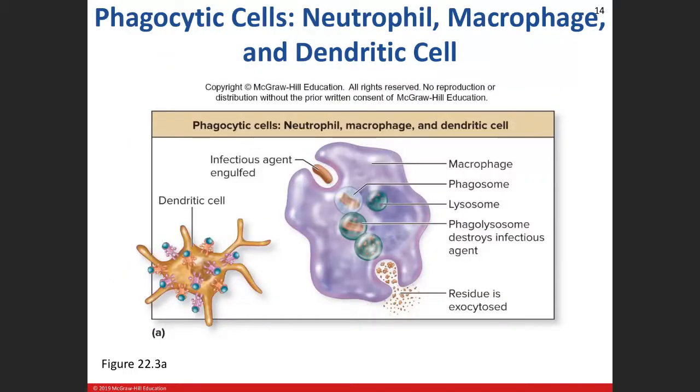So here's a quick picture of what I just said. Here's your dendritic cell. Here is a phagocytic cell, a neutrophil, macrophage or dendritic cell. The infectious agent or unwanted substance gets engulfed through exocytosis.